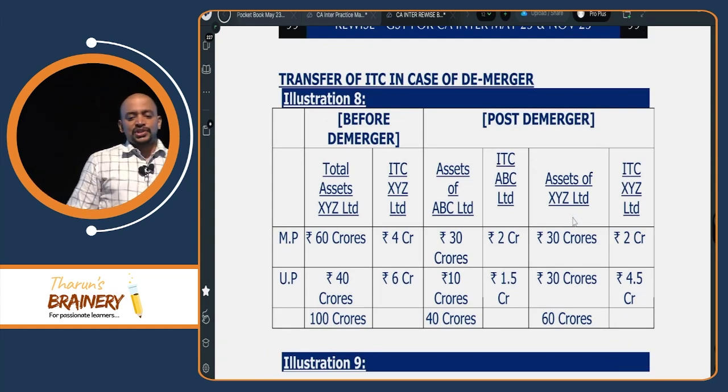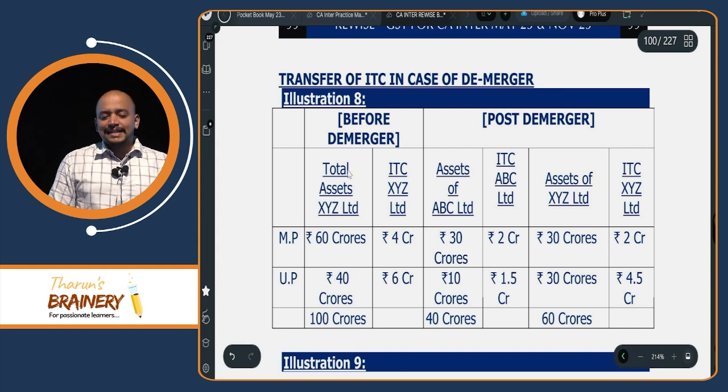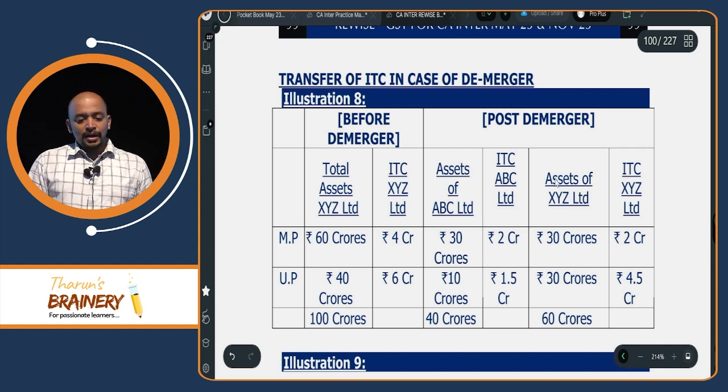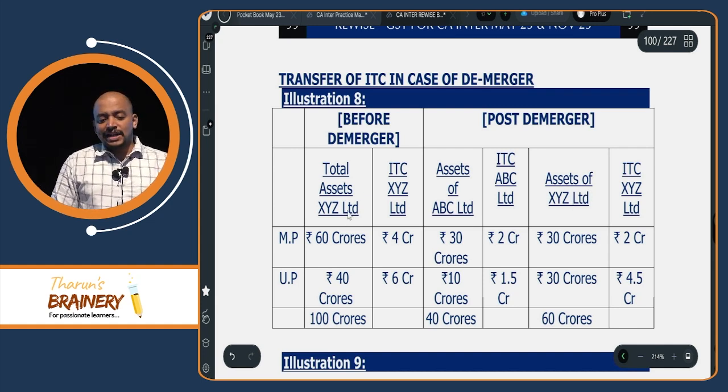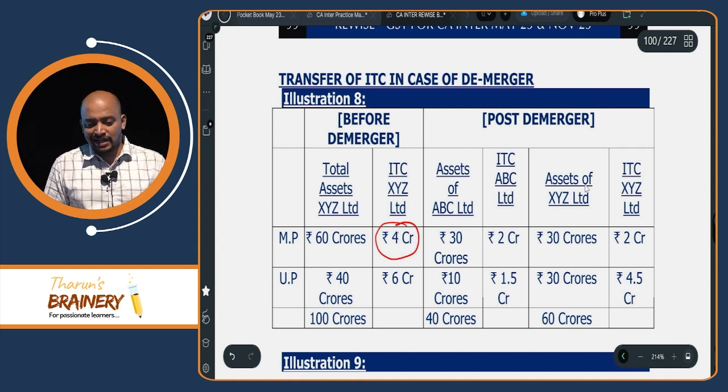So before demerger, assets of XYZ Limited and ITC of XYZ Limited. Now post demerger, XYZ Limited is demerged into ABC and XYZ. Now what was the ITC of XYZ Limited? 4 crores in Madhya Pradesh. And now how will that 4 crores be distributed to ABC and XYZ?